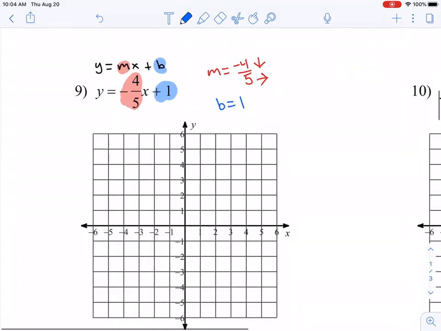So let's go ahead and graph this. We begin at 1, and then we move down 4, 1, 2, 3, 4, right 5, 1, 2, 3, 4, 5.